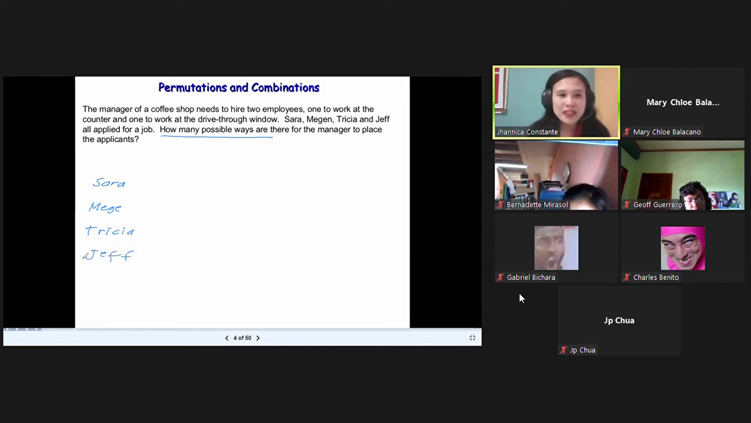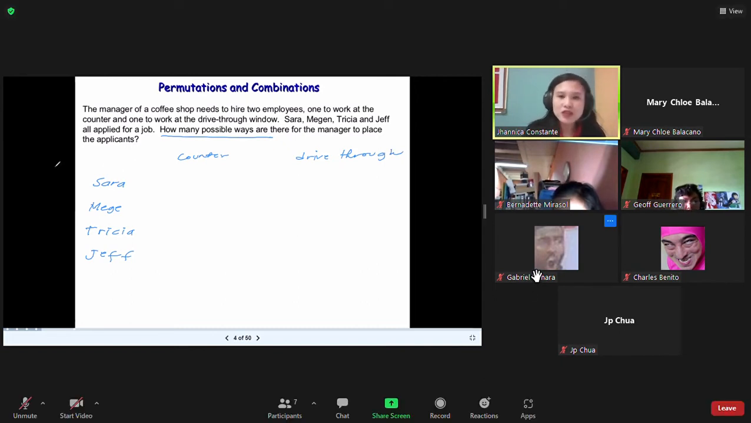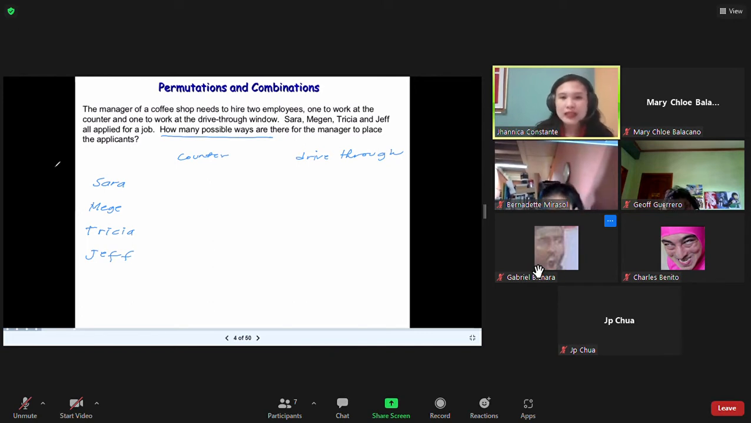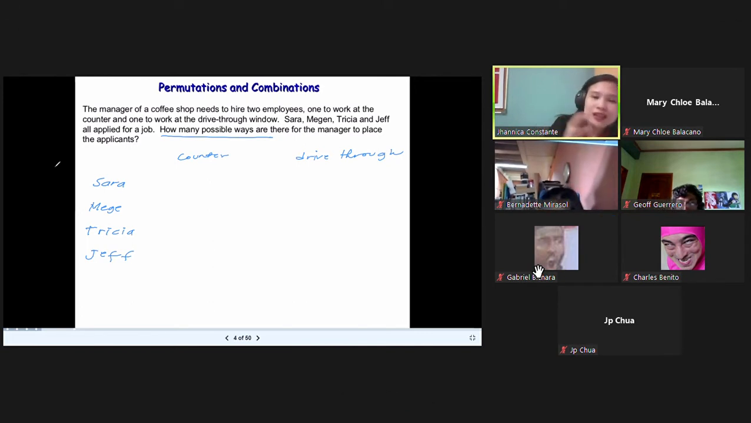So, yan ang mga name ng applicants. Dalawa ang bakante. We have 2 vacant spots in the coffee shop, one at the counter and one at the drive-thru. So we're going to classify. The manager needs to classify ano ang pwedeng combination of 2 applicants from these 4 can be hired as a counter and as a drive-thru.